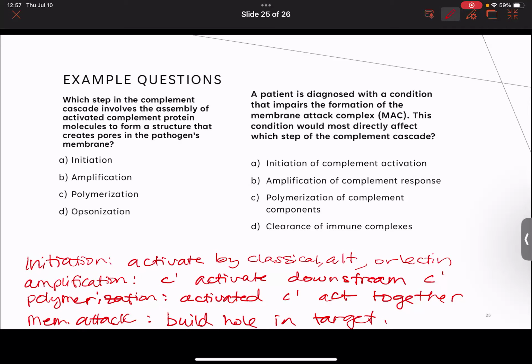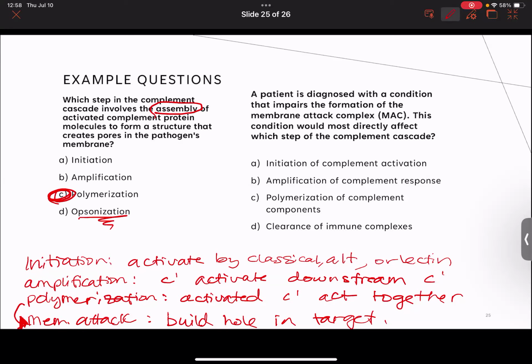Question. Which step in the complement cascade involves the assembly of activated complement protein molecules to form a structure that creates pores in this pathogen's membrane? That process of building that before we're getting to that membrane attack complex. Once we've built it, the membrane attack complex will cause the cell to lyse and leak out. But that process of building it, the assembly of it, that's our polymerization step. So initiation was just the activation, the amplification, causing other complements to get activated, bringing them together to build something, assembling, that's the polymerization. Opsonization is something that complement can do, act as a molecular handle, but that's not part of that polymerization assembly step.